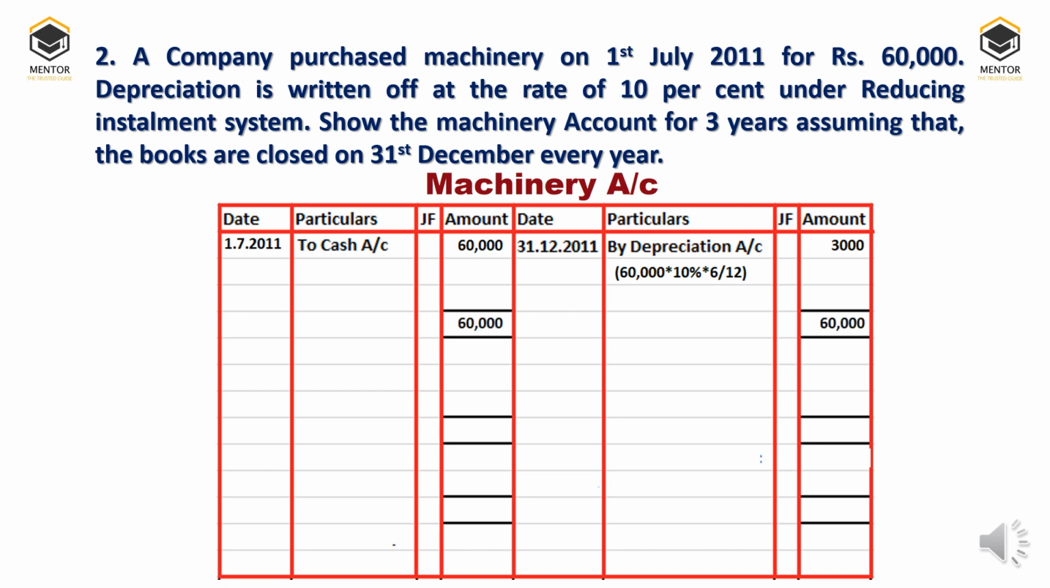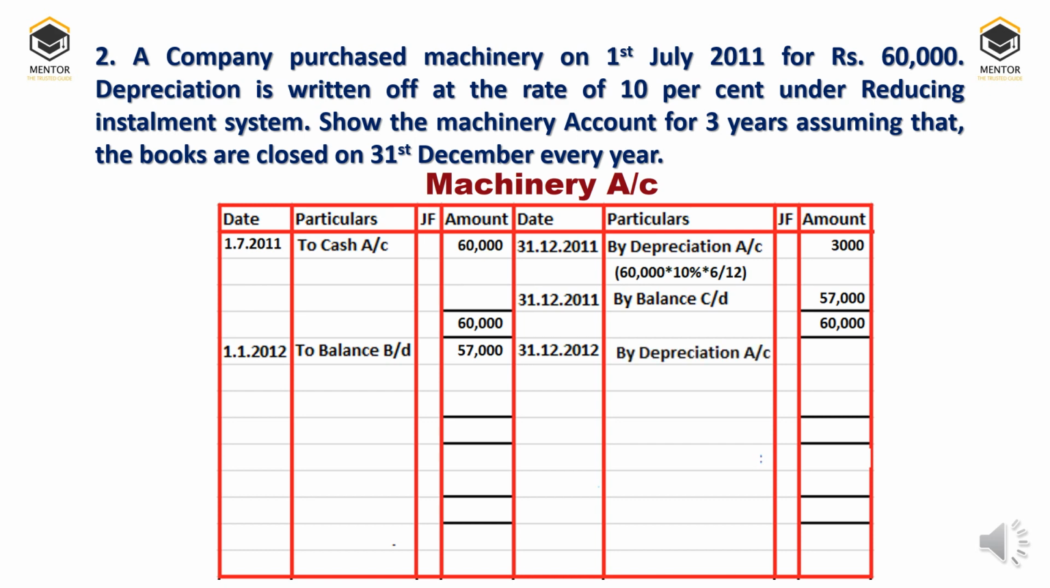Both the sides we write 60,000 as it is more. And we will get the balancing figure. How much? 57,000. On which date? On 31st December 2011, this will be called by balance carried down, that is the balancing figure. This is the closing balance of the first year. And the same balance will be brought forward in the next year, that is 1/1/2012, to balance brought down. How much? 57,000. Again, we will be closing our books of account on 31st December 2012, at the end of the year.